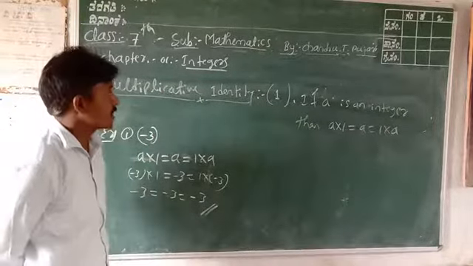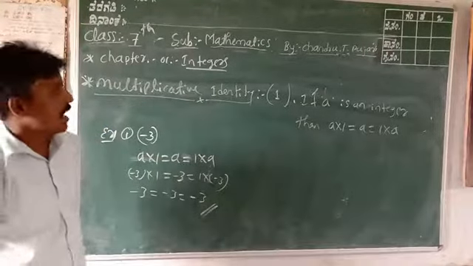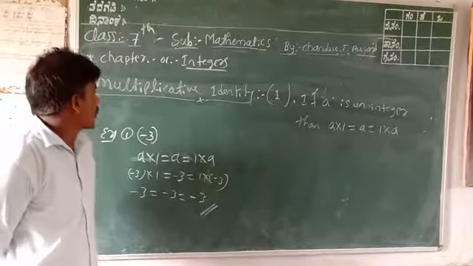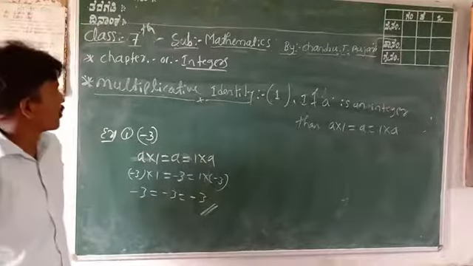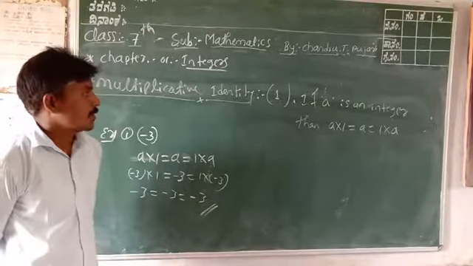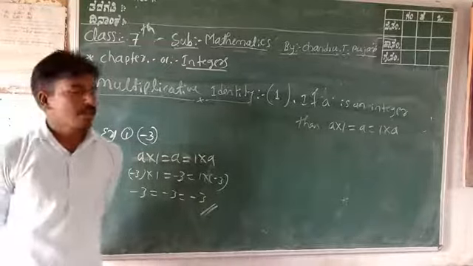Okay, dear students, today we learned about multiplication of integers, all properties: associative, multiplicative identity, closure property and commutative property. Okay, do your homework, some examples on our multiplication. I shall continue next class.